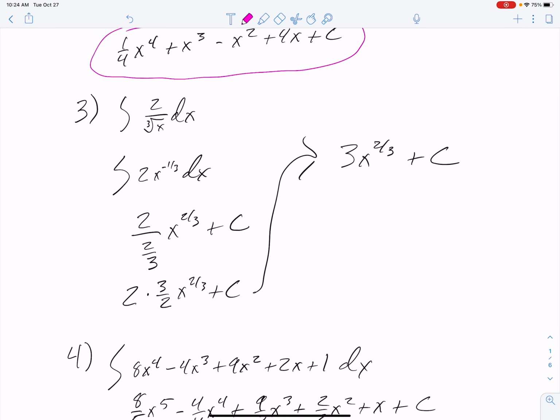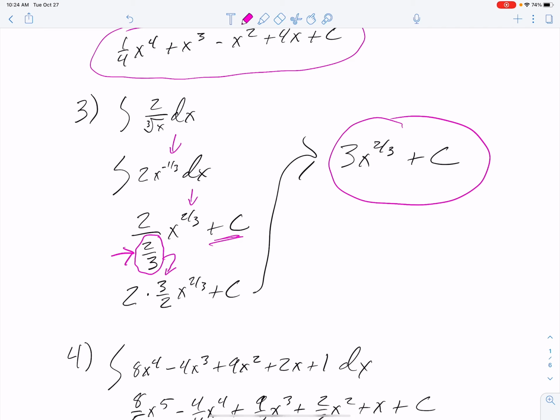Number 3, not unlike the work we've had to do when we've been dealing with these problems for the derivative, I need to rewrite using my negative fractional exponent. From there, I can add 1 to the exponent. I'm dividing by the new exponent. But if I'm dividing by a fraction, I'm multiplying by its reciprocal. 2 times 3 halves gets me 3. And then, of course, don't forget plus c.